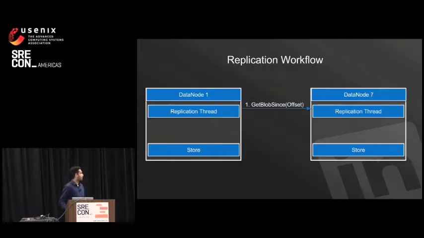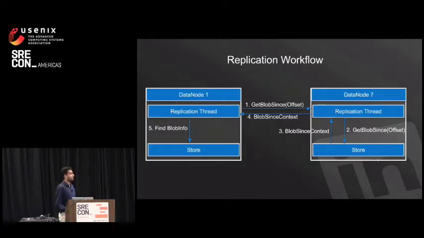The replication thread of the second node queries the local store for a list of the blobs that were recently put. The store responds with the list of blob IDs, not blobs, my mistake. That list of blob IDs is given back to the first server node, which checks in the local store if the same blob IDs are already present.